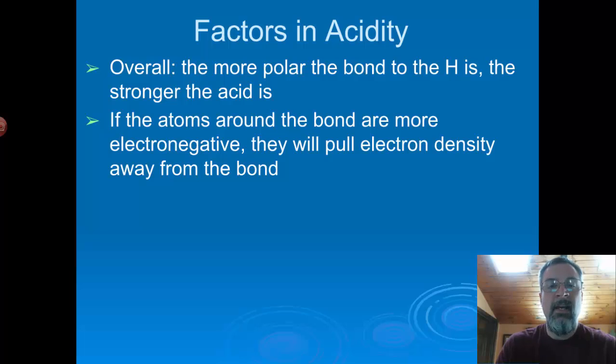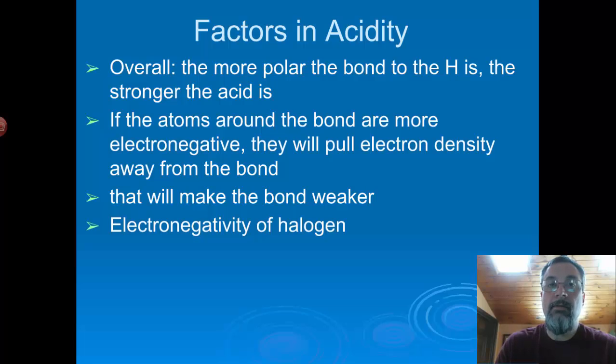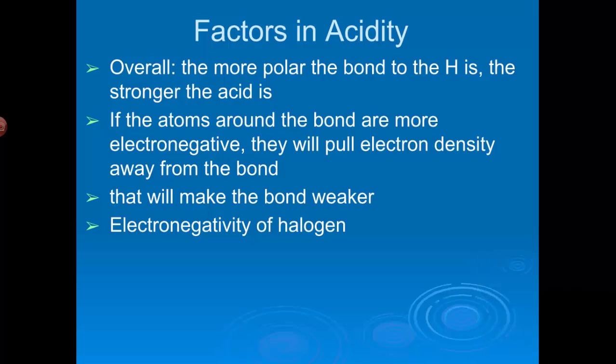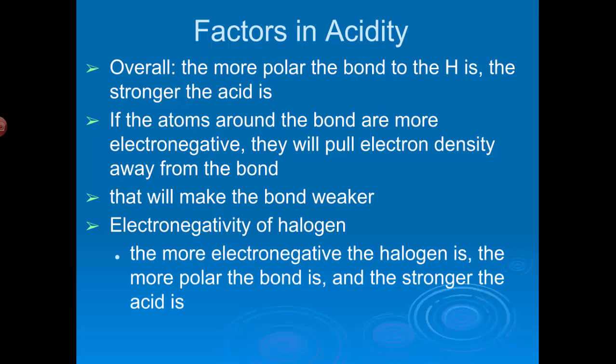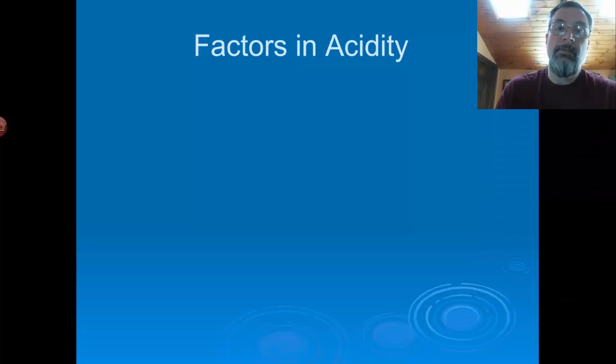If the atoms around that bond are more electronegative, they're going to pull electrons towards themselves. They're going to weaken that bond, and that means it'll be a stronger acid. If the hydrogen is attached to a halogen, the more electronegative the halogen, the more easily that hydrogen ion will come off. Okay, and the stronger the acid will be. With the exception of HF, fluoride has something else going on because of its very small size that makes it a weak acid. The size of atoms involved.